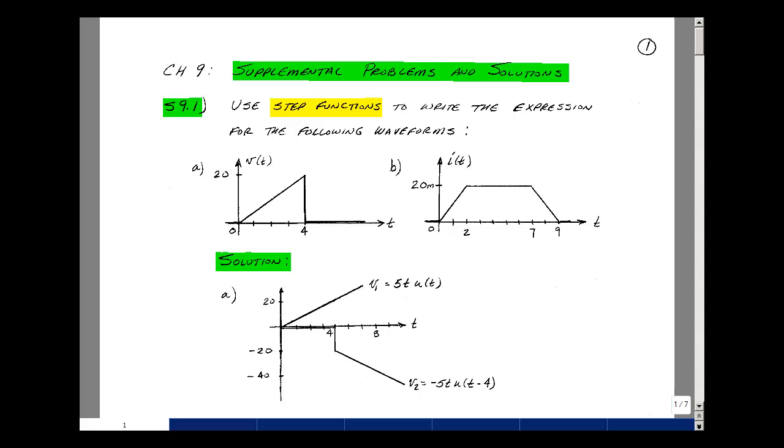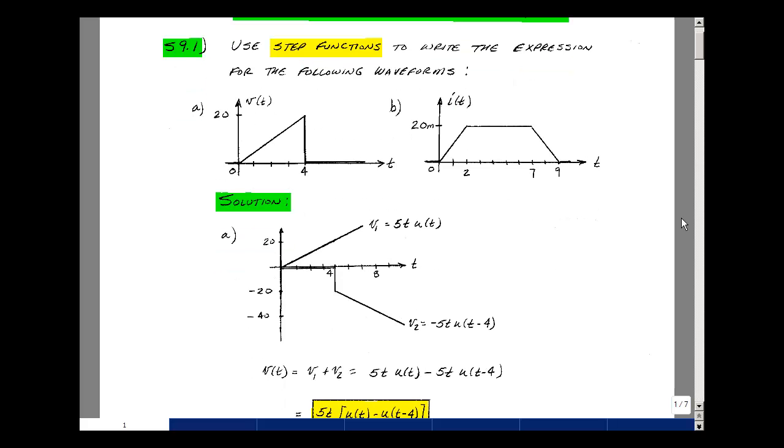This lesson deals with Supplemental Problem 9.1. You can find this problem in the ECE202 ebook in the Chapter 9 Supplemental Problems on page 1. Can you use step functions to write expressions for the following voltage and current waveforms? Let's take a look at the first waveform.